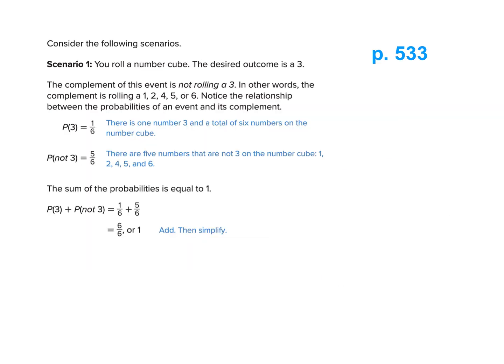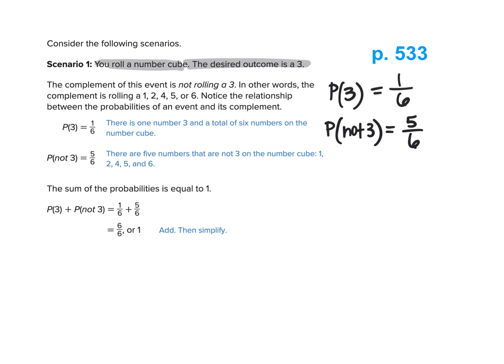All right, so if you look at page 533, I'll explain it a little bit more. So it says you roll a number cube. Your desired outcome is 3. That's what you want to get. So I would say the probability of getting a 3 is a 1 out of 6 chance. That's a theoretical probability. The complement of this event is not getting a 3. So not getting a 3, I have a 5 out of 6 chance. So every other number except a 3. Again, those two have to add up to 1. If you add 1/6 plus 5/6, that's 6/6, which is the same as 1.